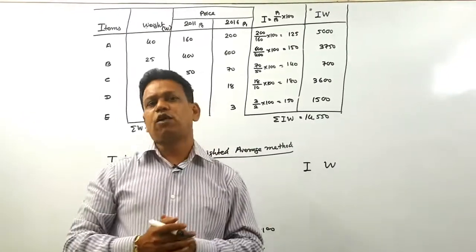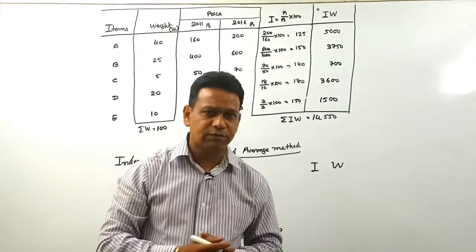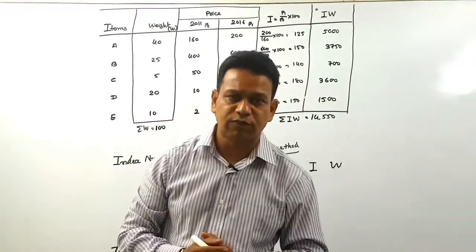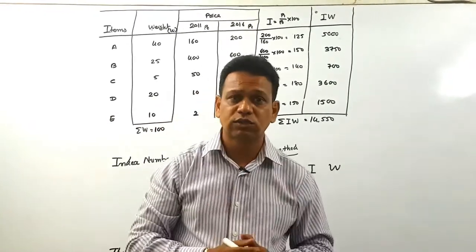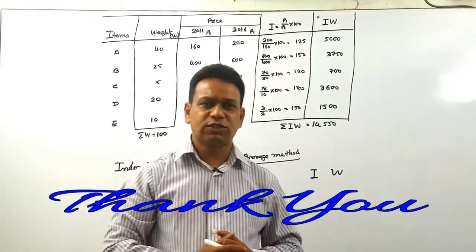So the very simple formula to find the index number by the weighted average method, I repeat, is the sum of IW divided by the sum of W. I think you all understand how to use the weighted average method to find an index number. Thank you very much. See you soon.